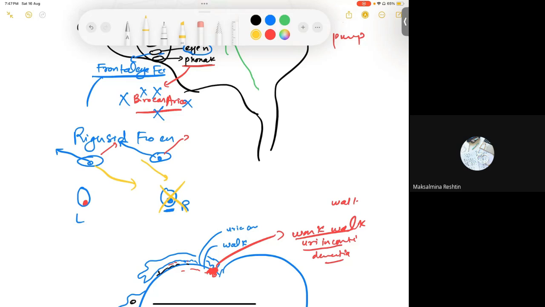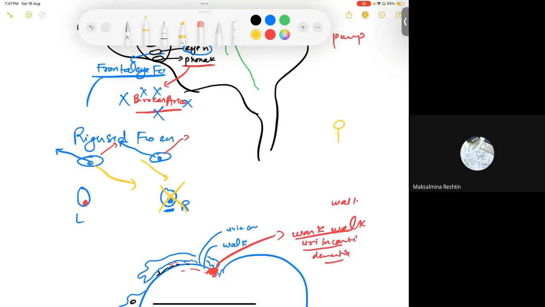Whenever we stimulate the right-sided frontal eye field, the individual is going to look opposite to that, towards the left side. But that was stimulation. When the right-sided frontal eye field gets a lesion, gets damaged, the eyes are going to look towards the lesion, right? So Dr. Najib gave a really interesting example of that.